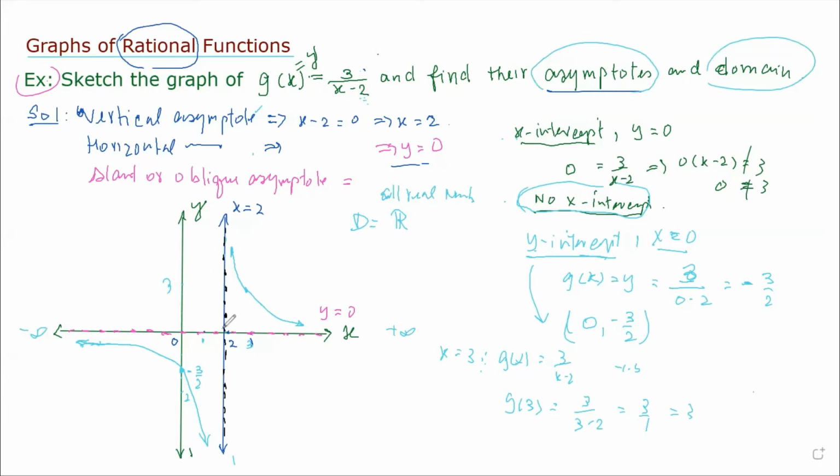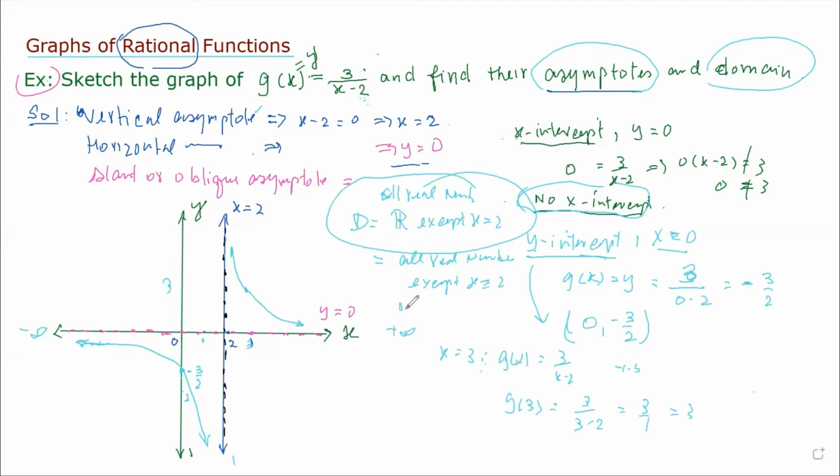But the graph never goes at x equal to 2, so you have to write down, except x equal to 2. So that's the answer for the domain. You can write down, the domain is all real numbers except x equal to 2. That's all.